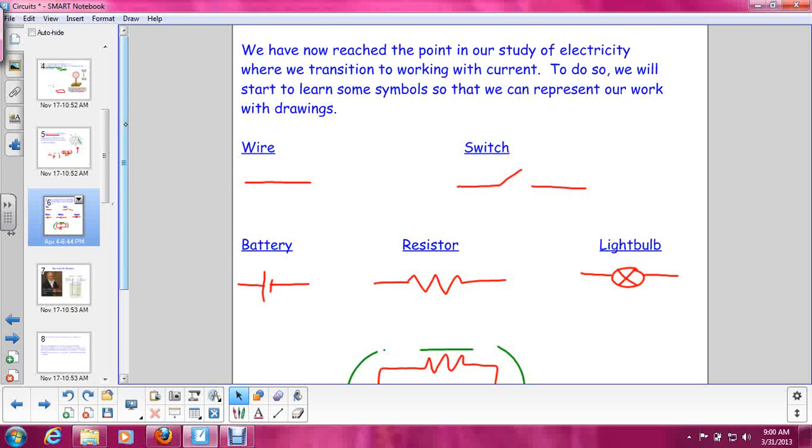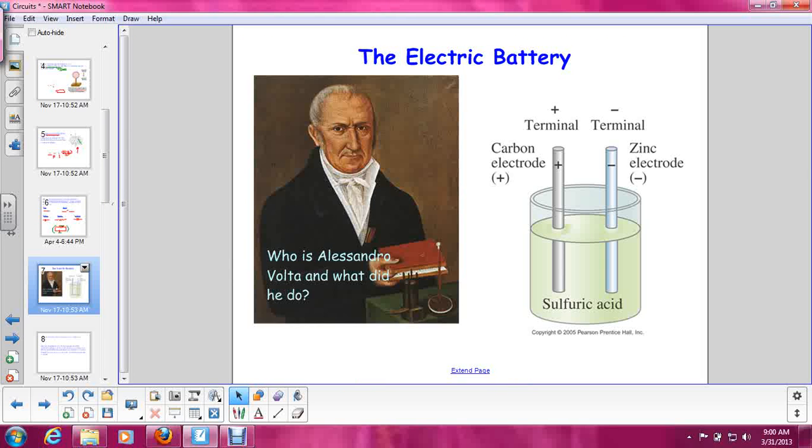So, what I want to talk about next is, where do we get a potential difference from? We, in this class, will mostly be using batteries. Hopefully you've talked about batteries a little bit in chemistry class, but if you didn't, here's your short introduction.